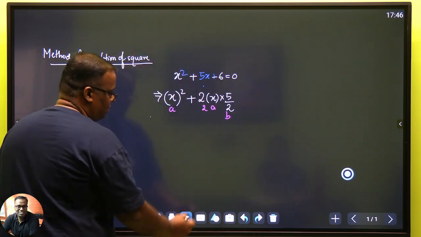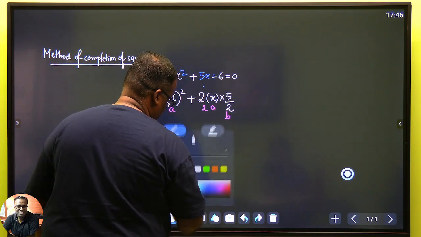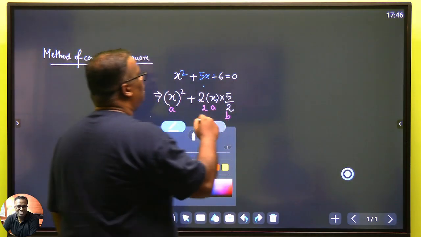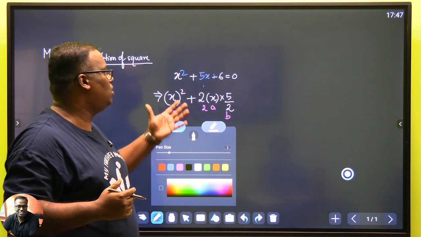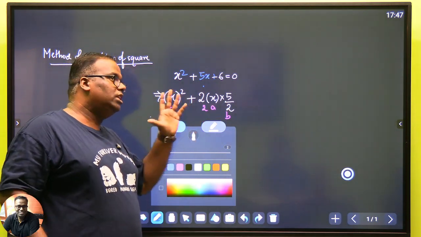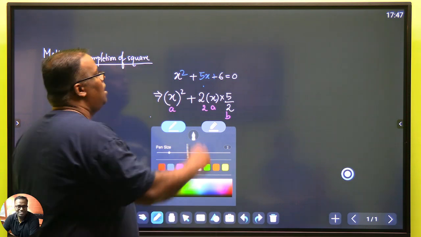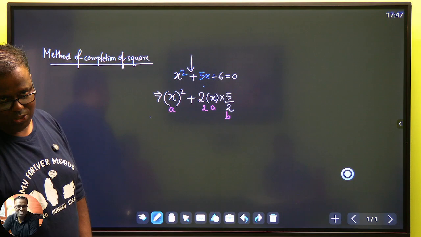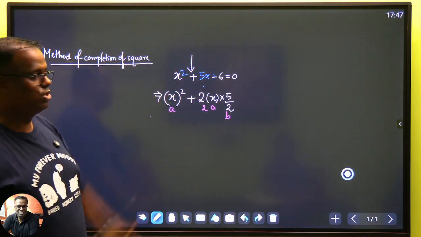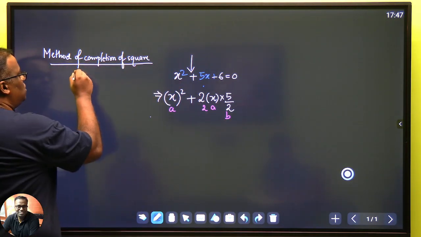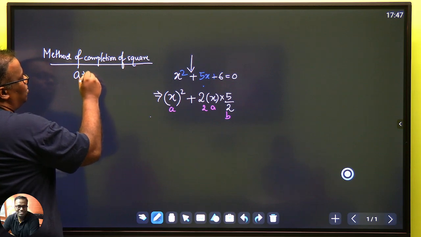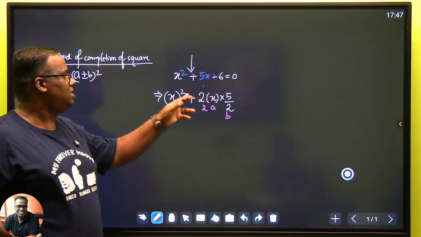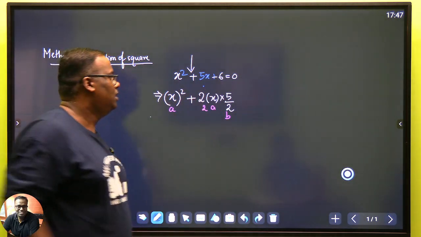Are we fine? Clear? Then the formula says, now you might ask, sir, you are going with a plus b whole square. Why did you not go with a minus b whole square? I take my decision based on this sign. This sign was plus, so I will go with a plus b whole square. In the method of completion of square, you are supposed to bring it to the format of a plus minus b whole square. I saw a plus, so I'm going ahead with a plus b whole square. Right, I got my b.